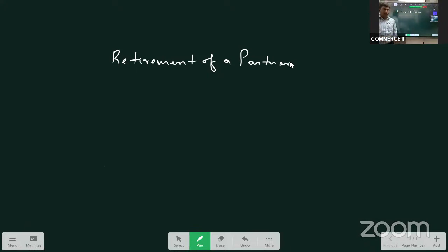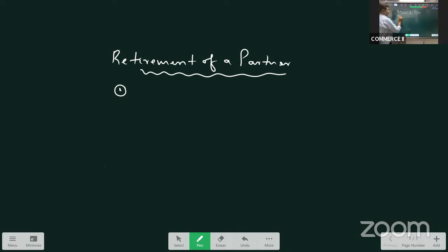In the last two classes, we have done problems on retirement of a partner, which is expected for 20 marks. We did a few problems also. Today also, we'll be doing problems on retirement of a partner, but where a different treatment of goodwill is taken. Like last 2 days, we were doing problems where goodwill was raised. Today, we'll take the next method.